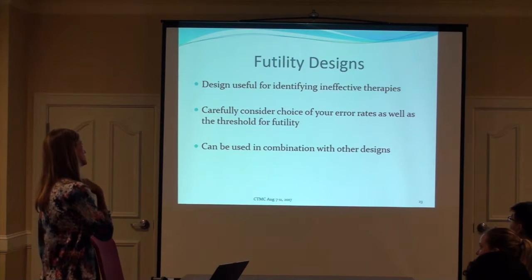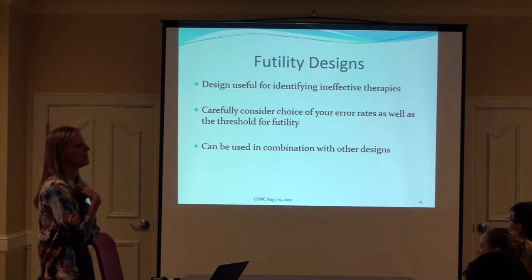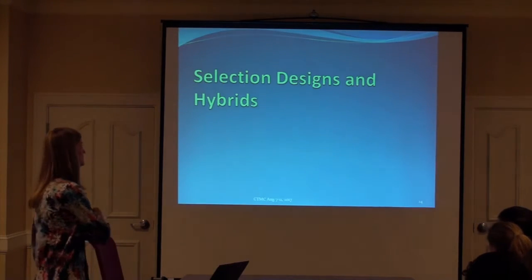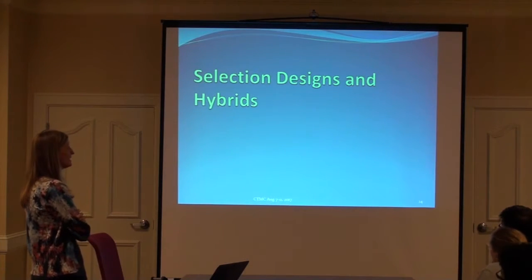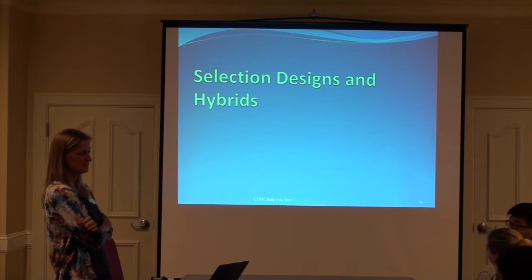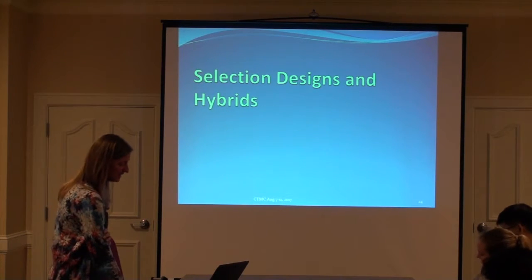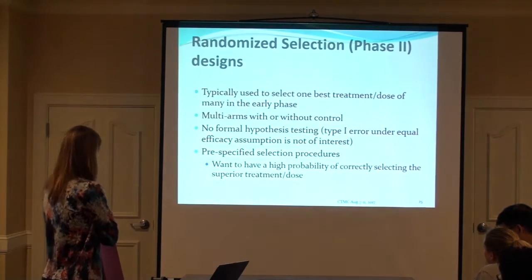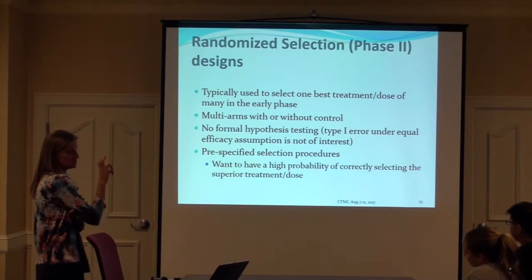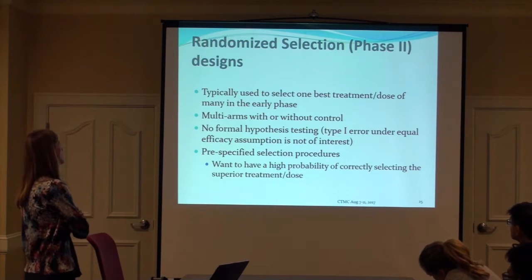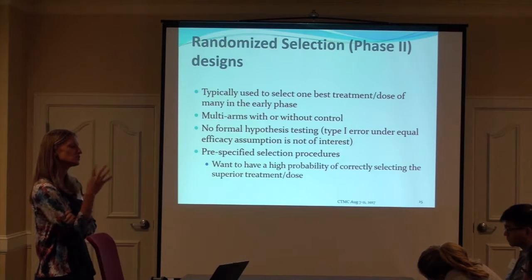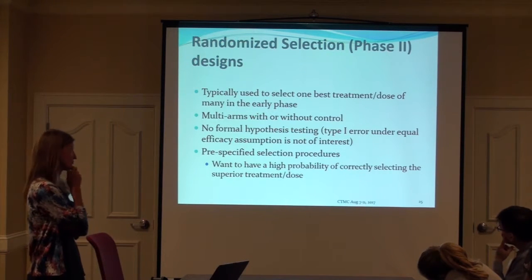But the other thing with futility designs I want to talk about is they could be used in combination with other designs, okay? You don't just have to do this futility design. So I'm going to talk a little bit about selection designs, which are different than the dose finding that Anna talked about. And again, just something to keep in your toolbox. So there are randomized selection designs, say phase 2 studies. Part of that is because it's not necessarily that you're proving this is the best dose, you're just picking what looks like the best dose, right?